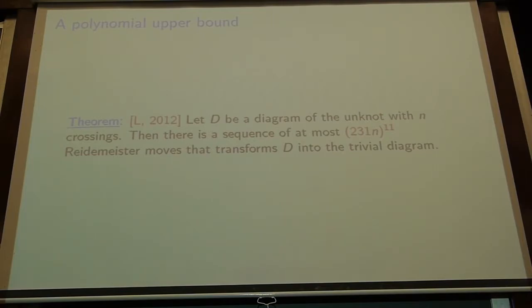If you don't know it's an unknot to begin with, this gives you a procedure for deciding whether it's the unknot. You need to apply all possible sequences of moves of this length. So this is less than exponential and greater than quadratic. Where does the truth lie? That's a good question.